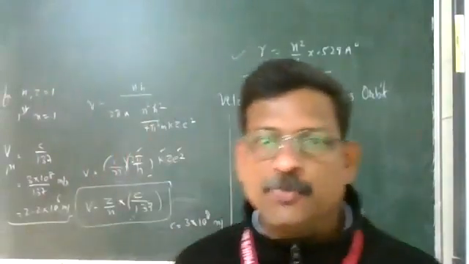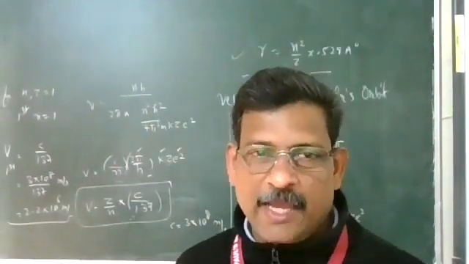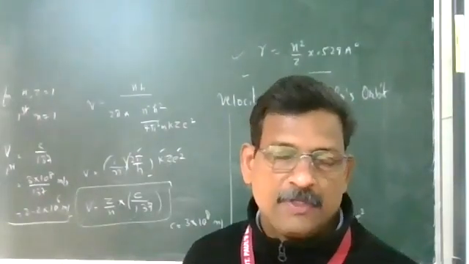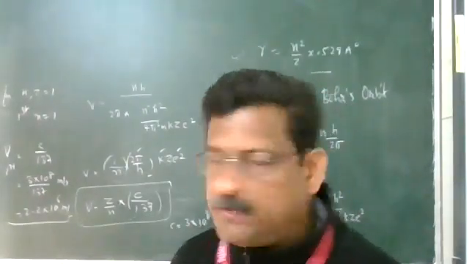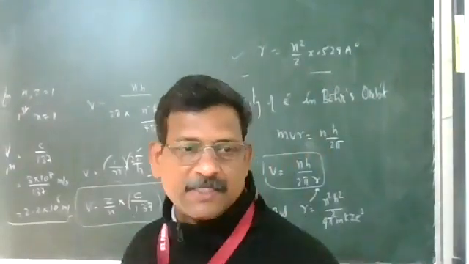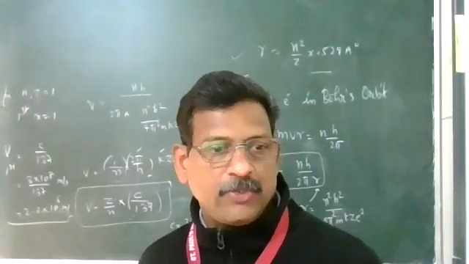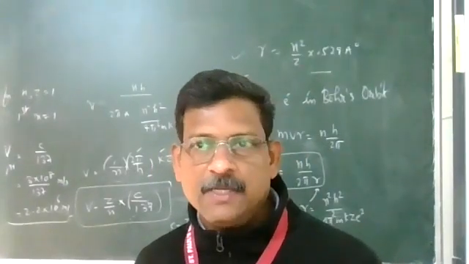First orbit radius is 0.529 angstrom. Any other radius is n square by Z into 0.529. The orbits are not equally spaced. Velocity V equal to Z by n into c by 137. The value of c by 137 is 2.2 into 10 to the power 6 meter per second.